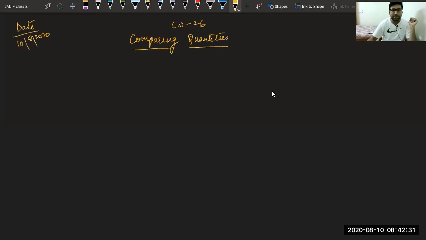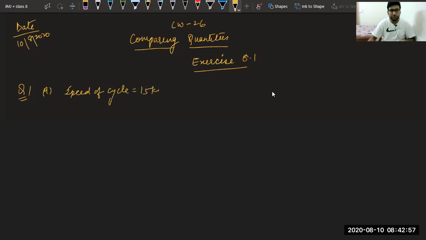Now let's start with exercise 8.1. Question 1 is saying find the ratio of the following. We have to find the ratio of the given things. First part is speed of cycle is 15 km per hour, and we have a scooter whose speed is 30 km per hour. So it is saying find the ratio of speed of cycle to speed of scooter.